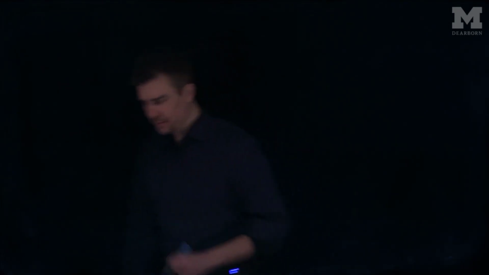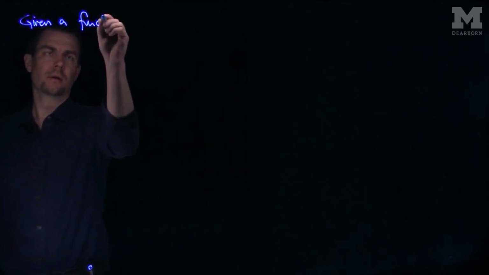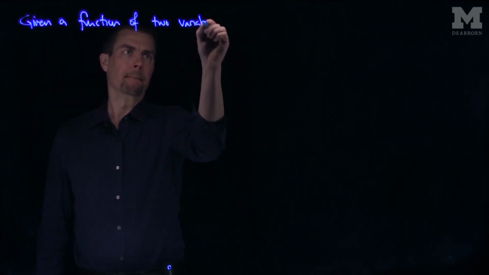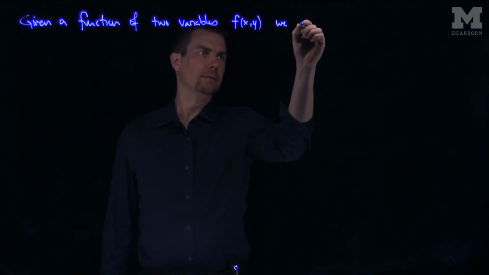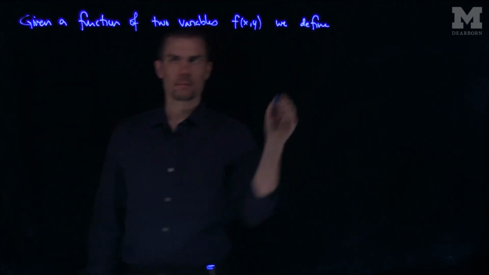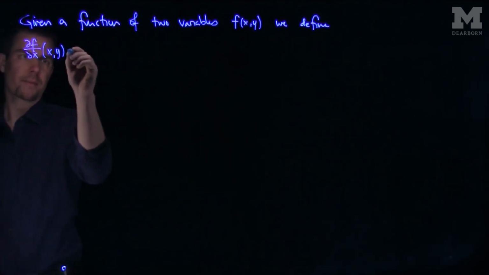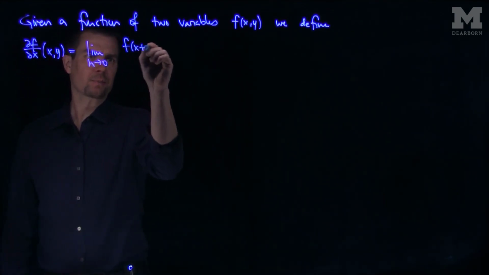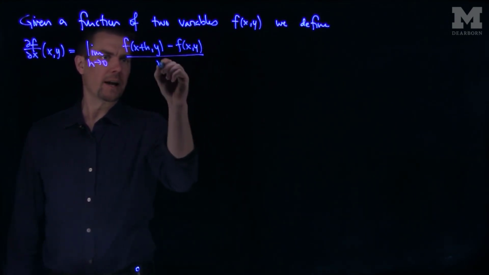Hello students, in this video we'll begin our discussion of partial derivatives. If we're given a function of two variables, f of x and y, we define partial f partial x at the point (x, y) to be the limit as h goes to 0 of f of x plus h comma y minus f of x y, all divided by h.